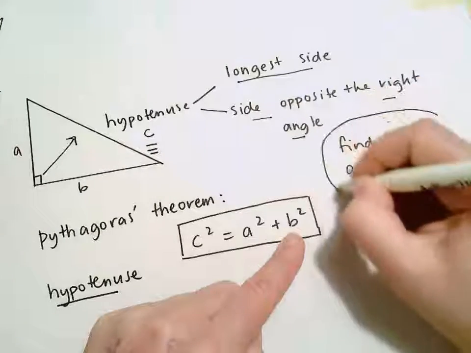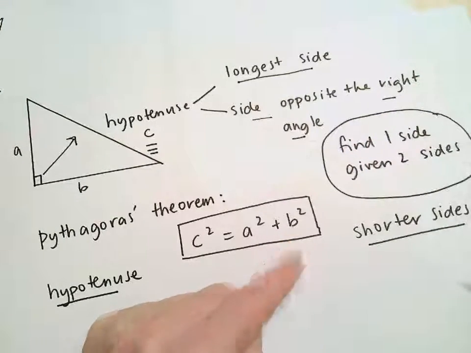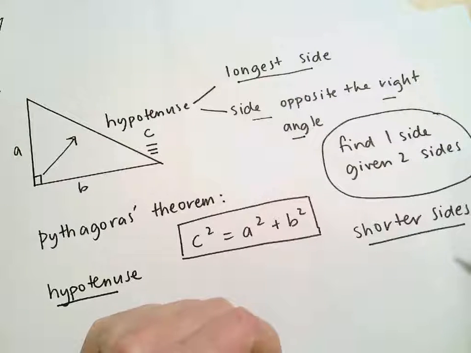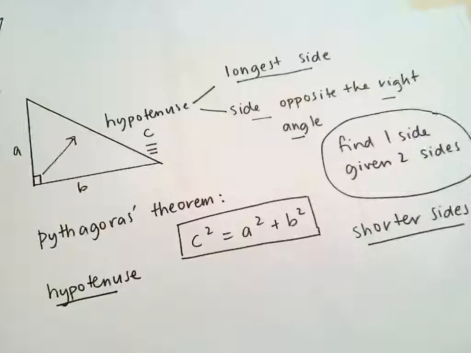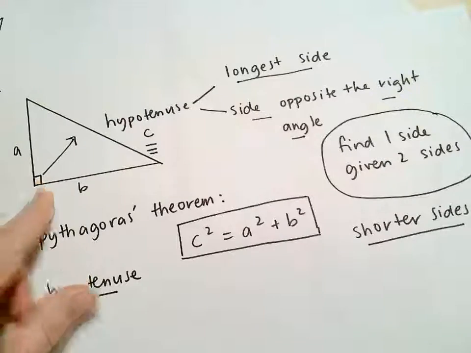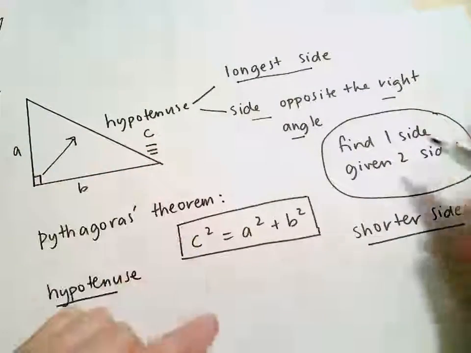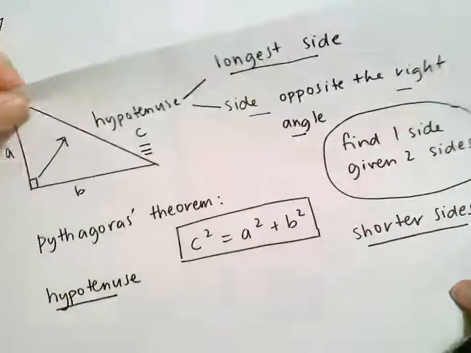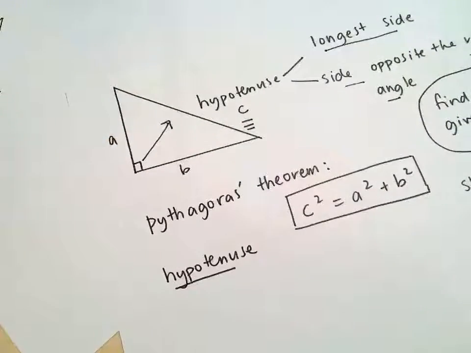Now that's going to be a little bit different to when we use trigonometry, which is going to involve some angles. This has got nothing to do with angles apart from knowing that's a right angle. This is all to do with the lengths of sides. So we use it when we're trying to find one side given two sides.